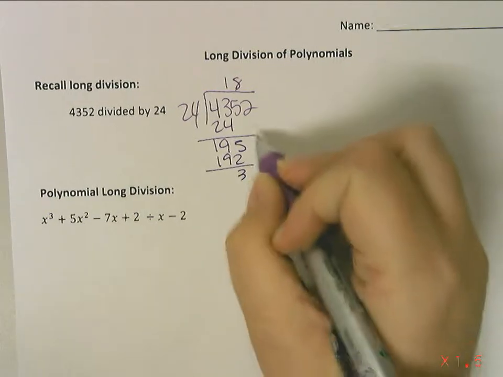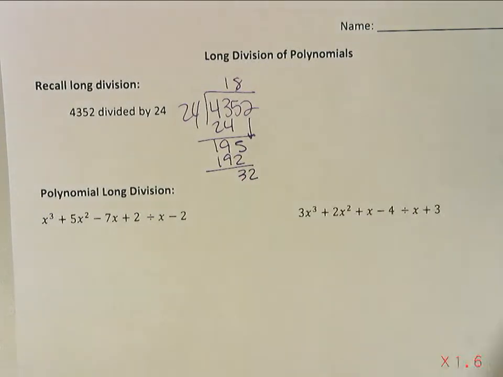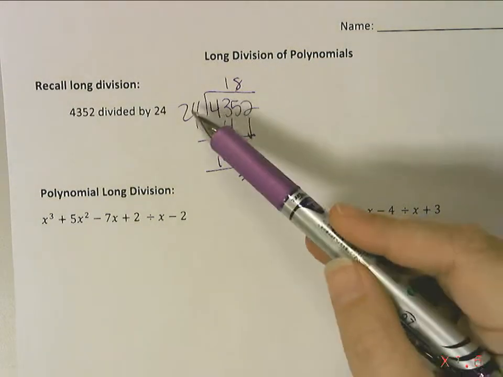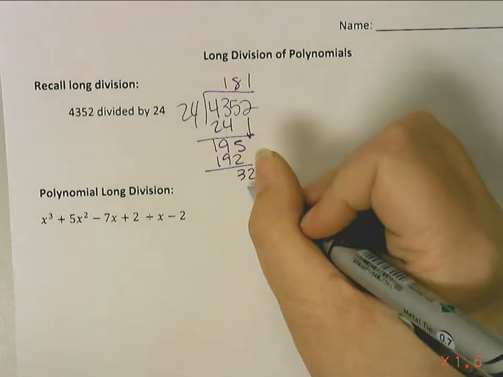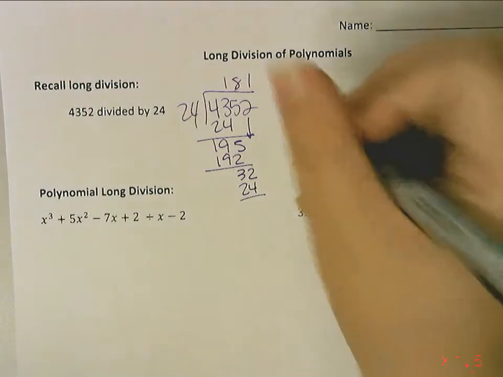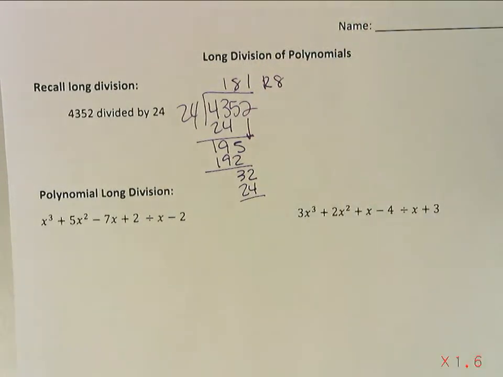And then we have our 3. We're going to bring down our 2. So we have 32, and then 24. 24 goes into 32 one time. So that makes that a 24. And our remainder is 8. That's kind of hard to see a little bit, so I'm going to write in a darker pen.